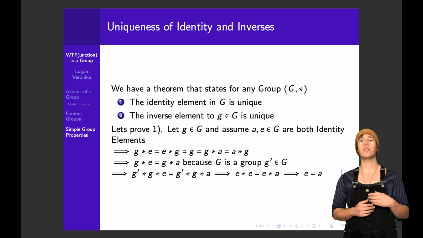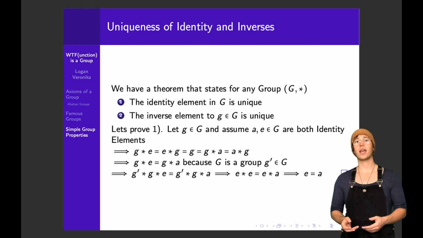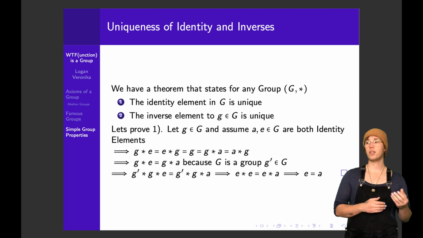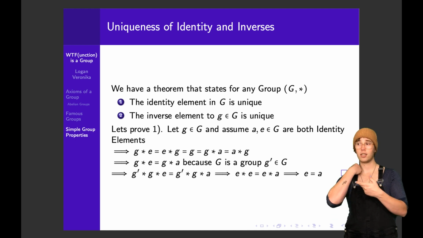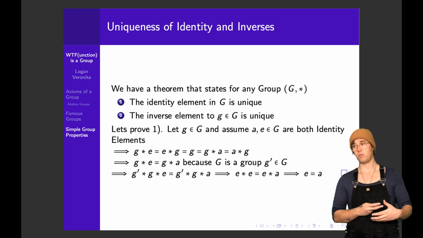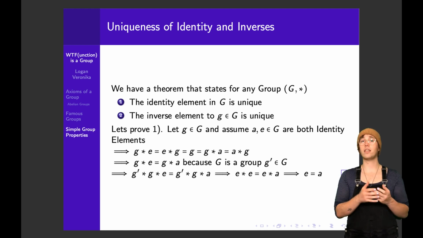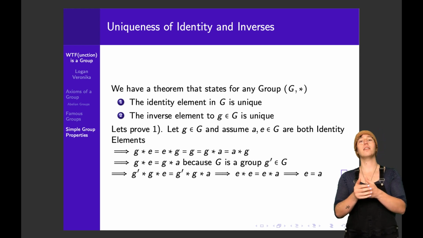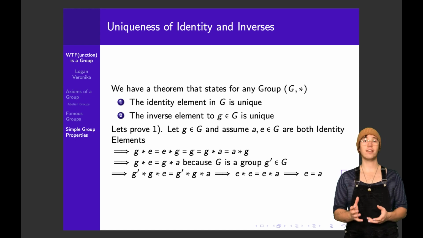And then, because G is a group, we can say g prime is in G. We can operate g prime on both sides of the equation, and we get g prime star g star e is equal to g prime star g star a. And then we know that g prime g is equal to e, so we can say e star e is equal to e star a, and that would then imply that e is equal to a, thus making sure our identity is unique.